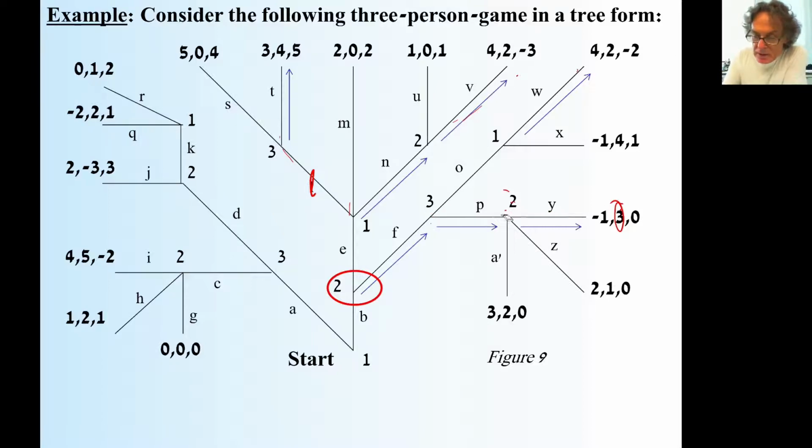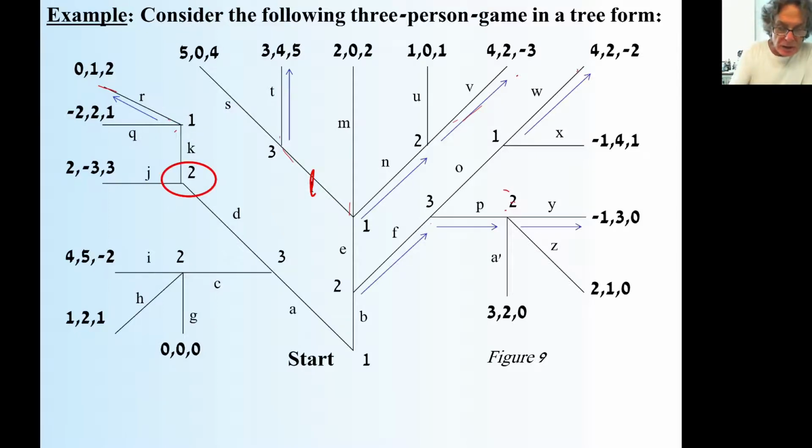Okay, let's check next. Now I look at 1 here and 1 here. He can go Q or R. If he goes Q, he gets negative 2. If he goes to R, he gets 0. So he prefers to go R. So we put there R.